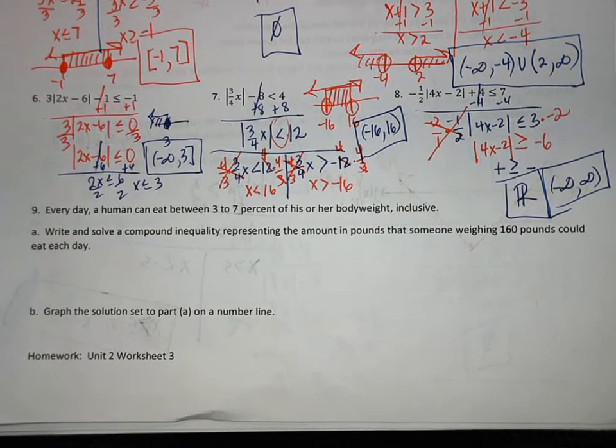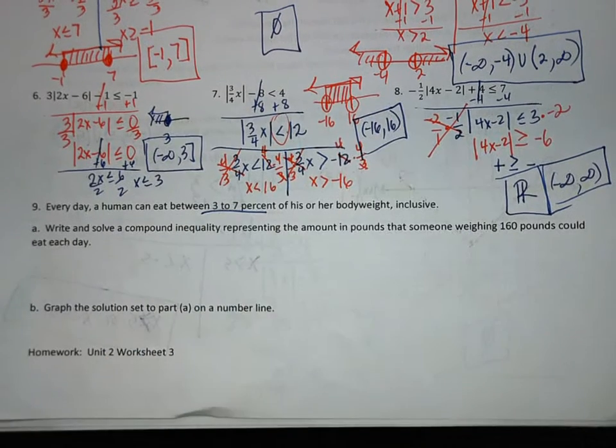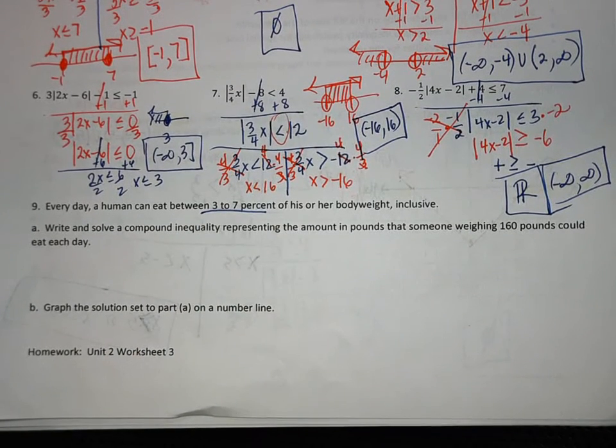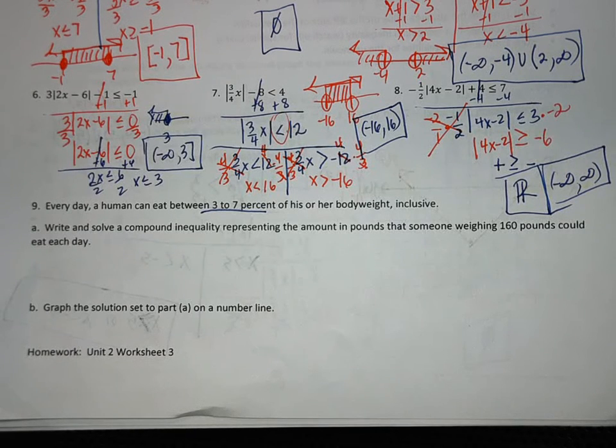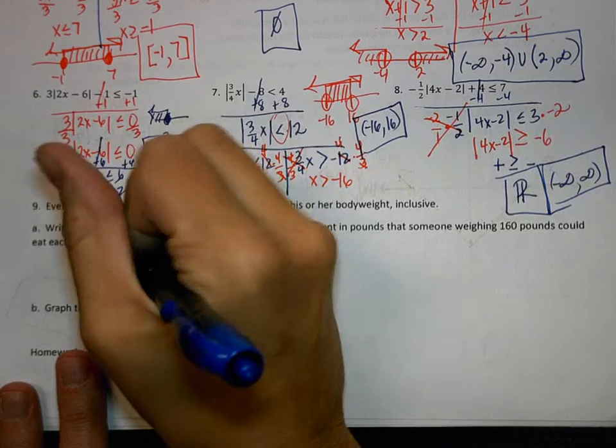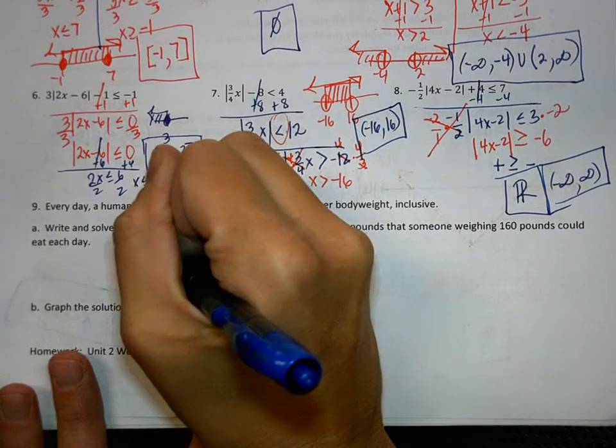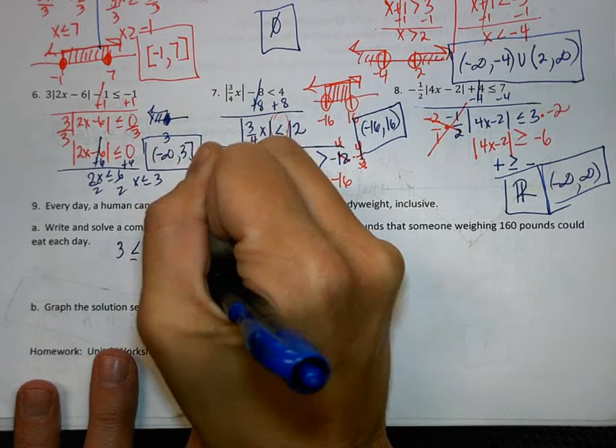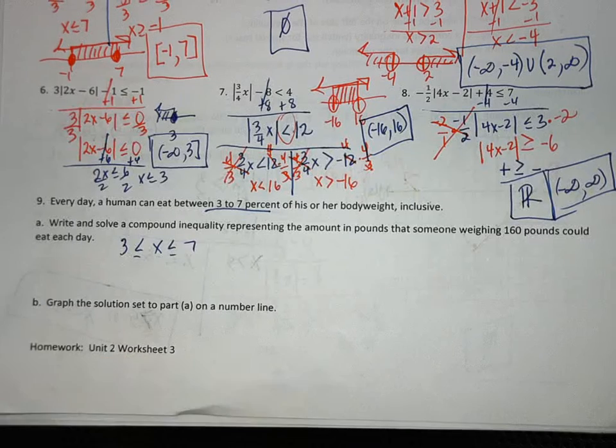Okay, so this says 3 to 7%. How do you guys think that we would end up writing this compound inequality? 3 is less than or equal to x is less than or equal to 7. Okay, so you're thinking along the right lines. I'm going to write down what you said, okay? 3 is less than or equal to x is less than or equal to 7. You're thinking on the right lines, but it's not exactly correct.